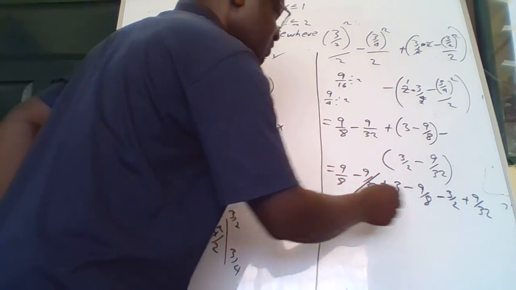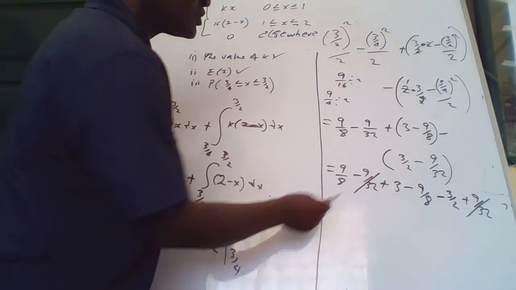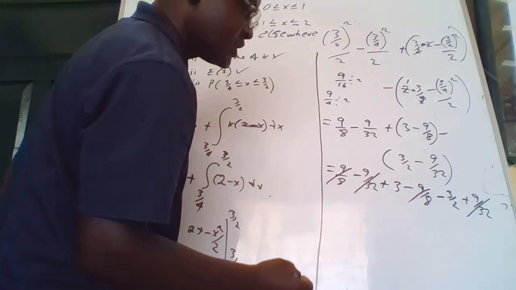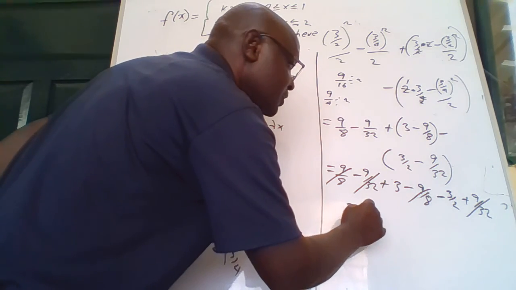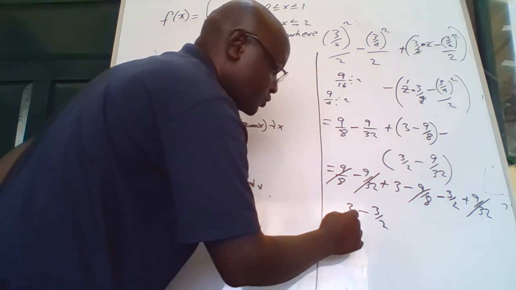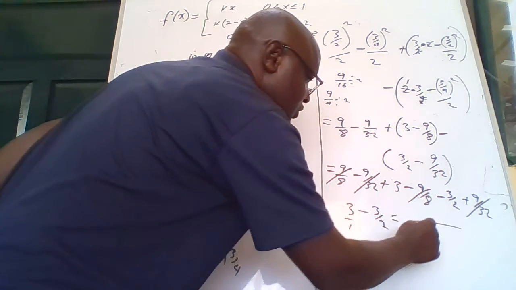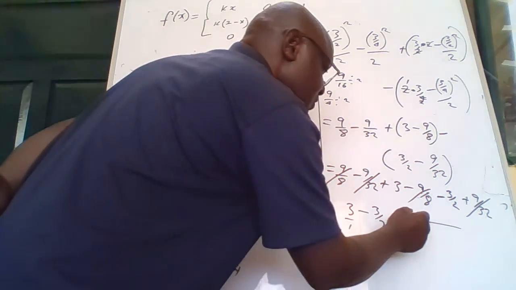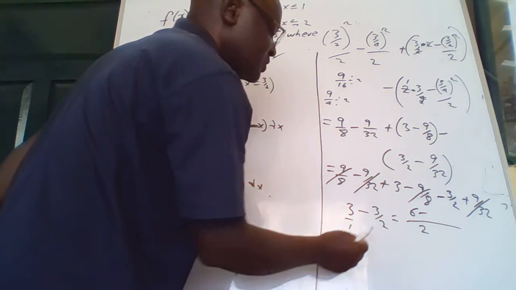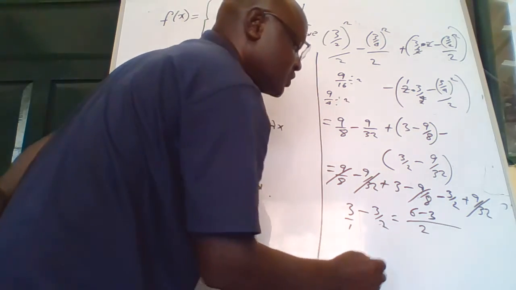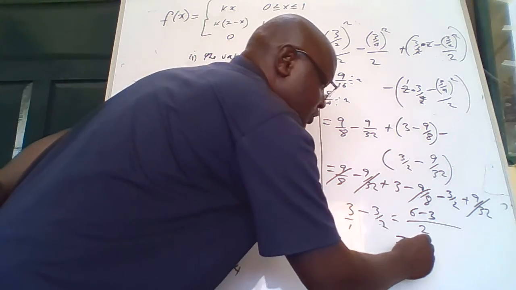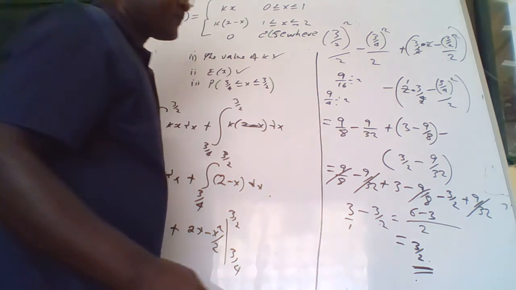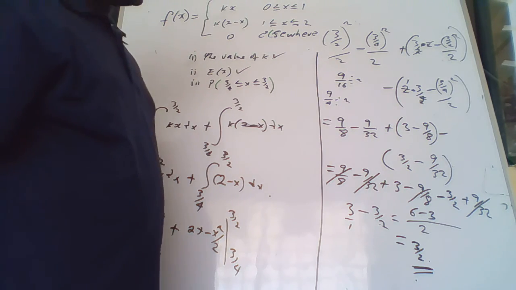So this and this will cancel because negative and positive. This and this will cancel, positive and negative. Then we remain with 3 minus 3 all over 2. The LCM is 2. 1 goes into 2, 2 times 3, we have 6 minus 3. This equals 3 all over 2. And that is the result.